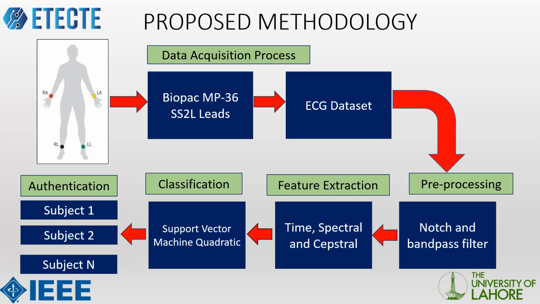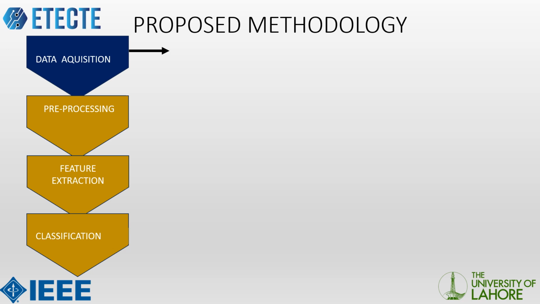Here is the hierarchy of our proposed methodology. Firstly, we will connect the Biopac MP36 system with the subject to acquire the ECG dataset. Following that, a filtration technique has been used to pre-process the data. After that, discriminant features have been extracted from the pre-processed dataset, and then various classifiers have been used to train the model, and that trained model authenticates each subject. Now I will discuss each step of our proposed methodology one by one.